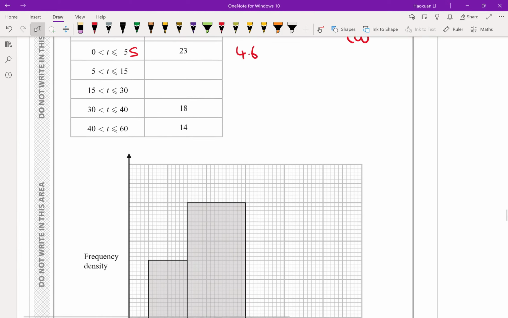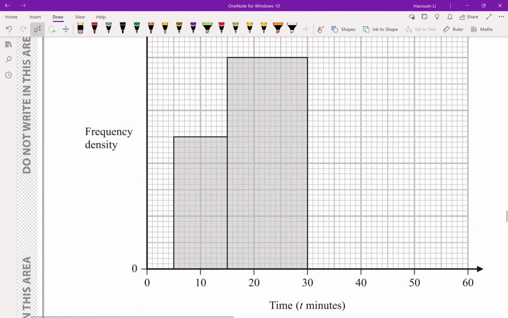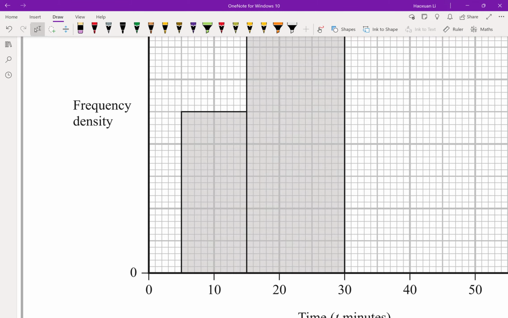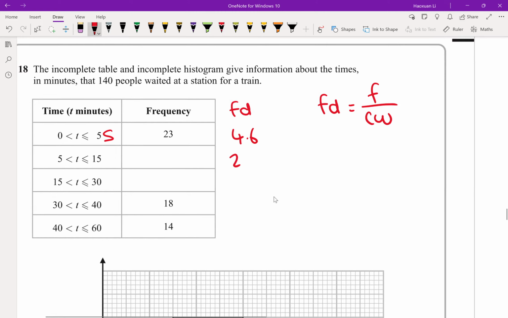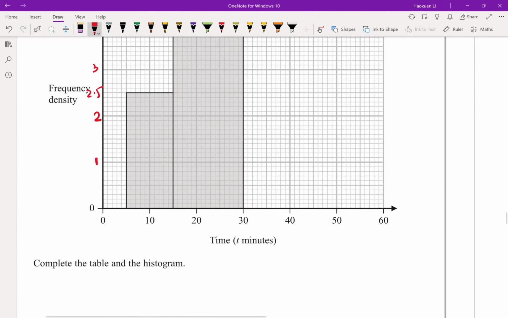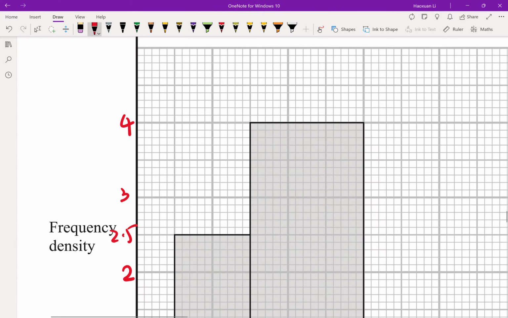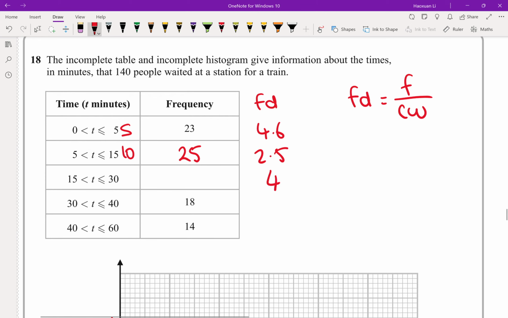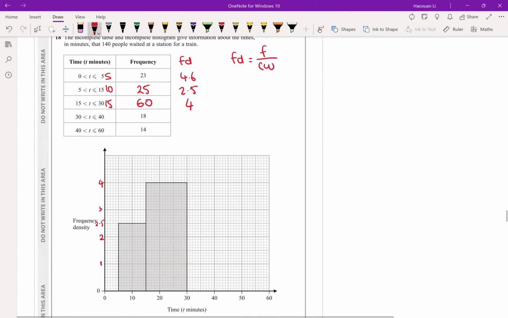And then since it only gives the frequency density, and usually frequency density is very low, so 1, 2, 3. So here's 2.5. If 2.5 is here and the time in minutes is here, so frequency density and class width, you just times them together, and frequency will be 25. And here you can work out this frequency is 4, so the second column is 4, so 4 times 15 will give you 60. So 60 as a frequency.